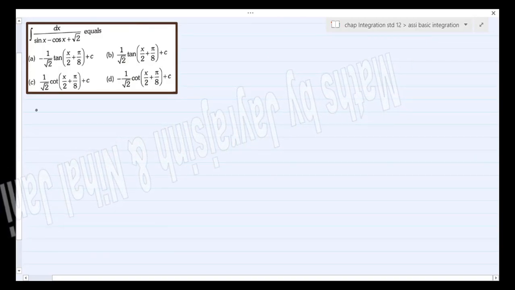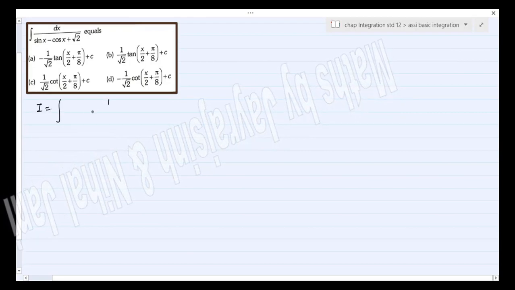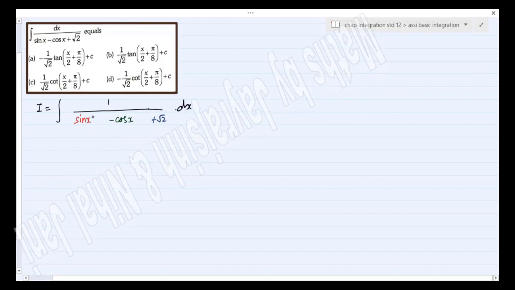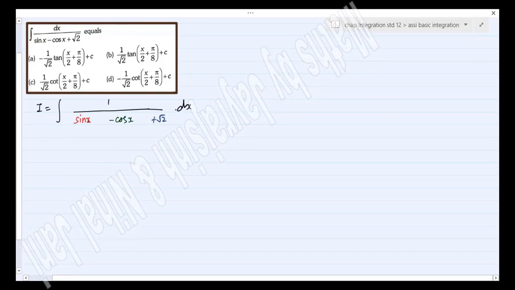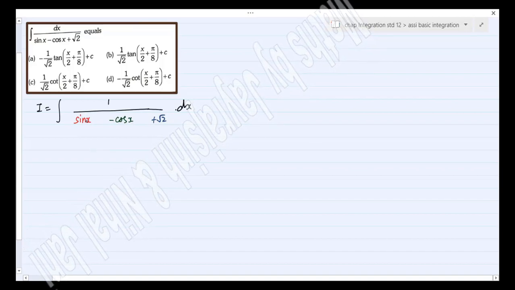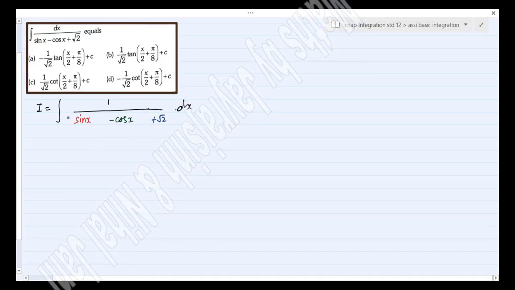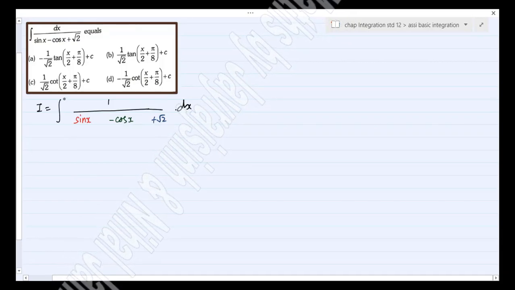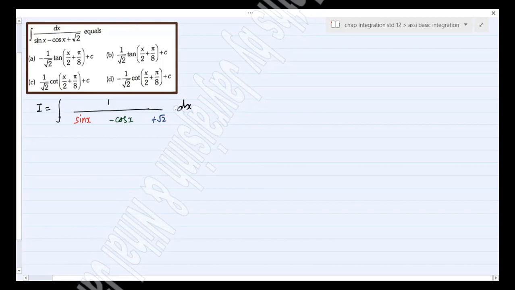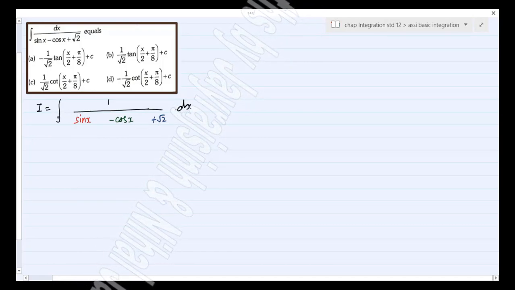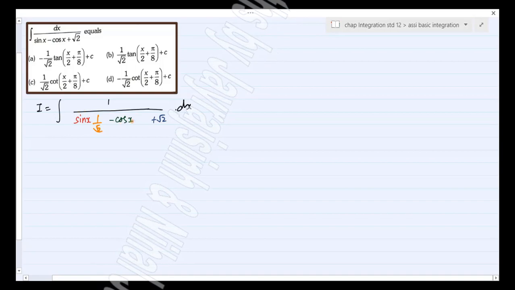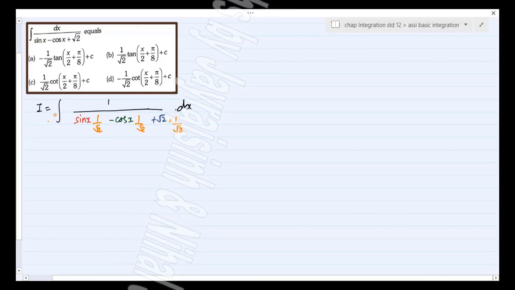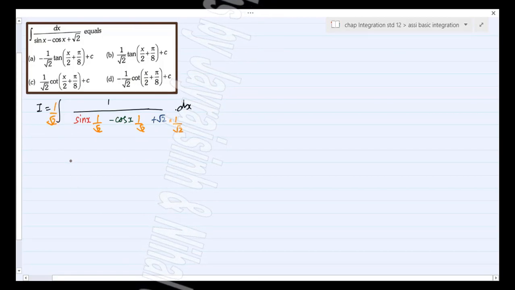Here we have one interesting question. We have to integrate 1 upon sin x minus cos x plus root 2. We already know how we have to deal with 1 upon sin x plus or minus cos x by combining sin and cos. But this extra root 2 will create a little bit of difficulty. Don't worry. Let's follow the usual steps. Multiply and divide by 1 upon root 2. So here we are dividing by root 2 and here multiplying root 2.